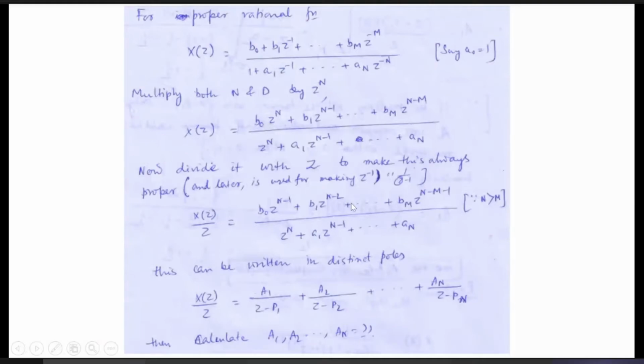So this is the ratio. Now we take one z and divide it with z to make this always proper. Okay. So we take this the other way to make it always proper. Just take one z from this. No, not this. It is not the actual reason. The actual reason is a different thing that you will understand, that you have to correlate this. This will be useful to find the inverse z transform. Okay. That's how you take this one.